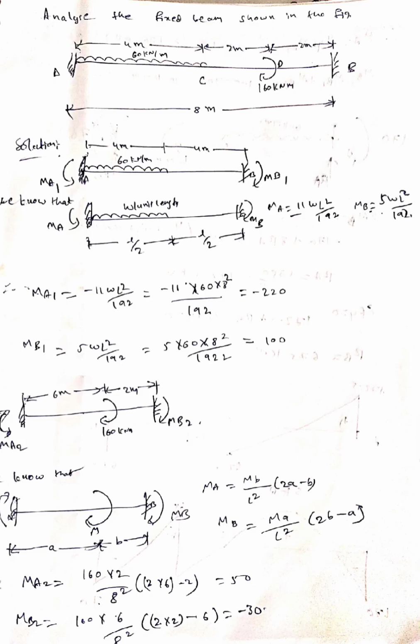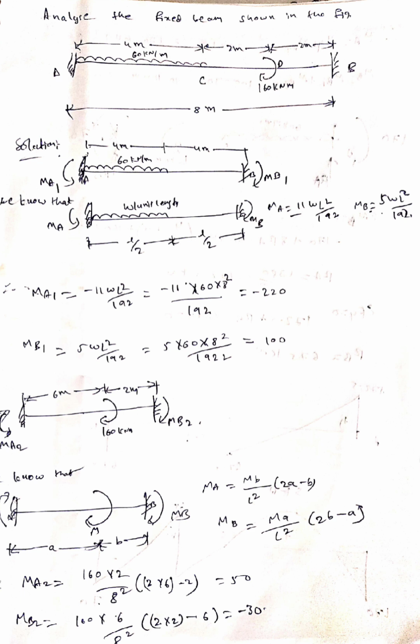In this section, we'll see a problem on a fixed beam subjected to UDL and a couple. So analyze the fixed beam shown in the figure. The fixed beam is subjected to UDL of 60 kN per meter on the span AC of 4 meters, and at D it has a couple of 160 kN per meter.